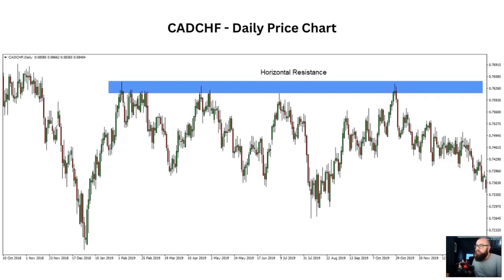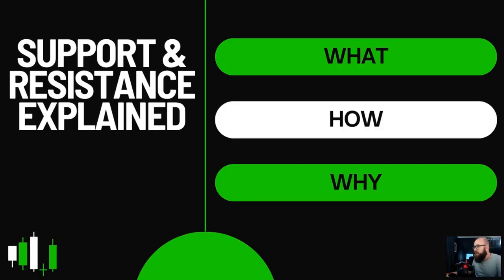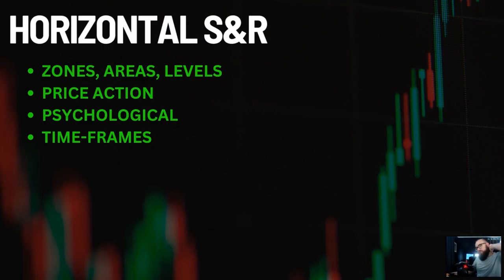Horizontal support and resistance. And what I'm going to do now is show you how to draw horizontal support and resistance, as well as other support and resistance, because support and resistance isn't just horizontal. More to come.